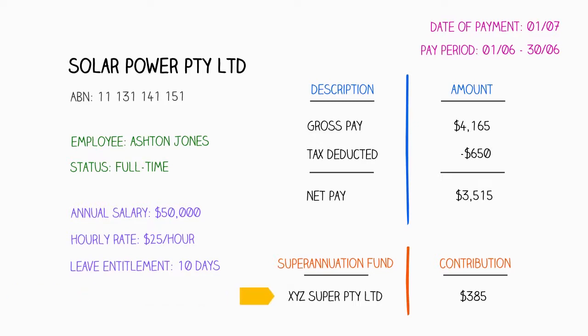Finally, we come to superannuation contribution. Employers must submit a contribution to the employee's elected superannuation fund. In this case, Ashton has chosen XYZ Super. This amount is also on top of gross pay. Don't worry though, this will be covered more in the superannuation module.